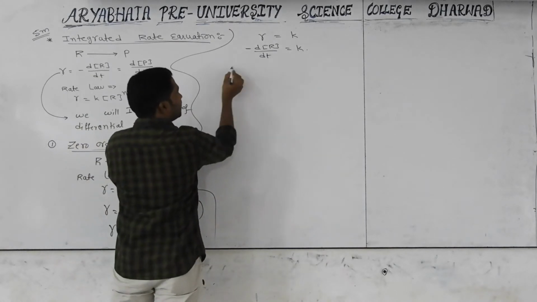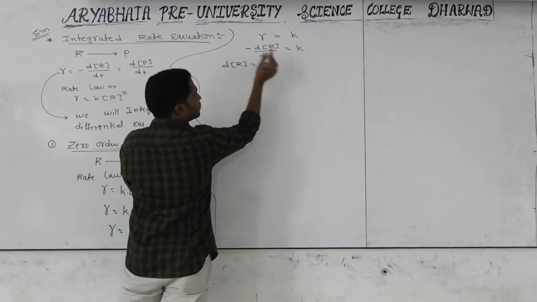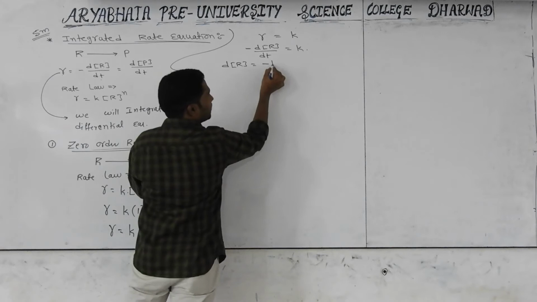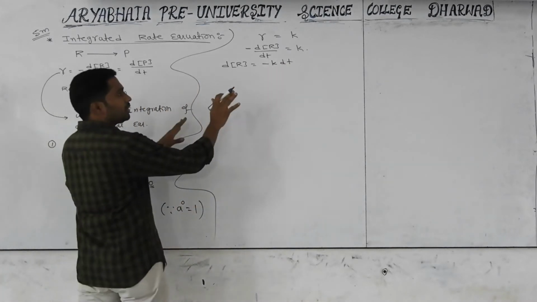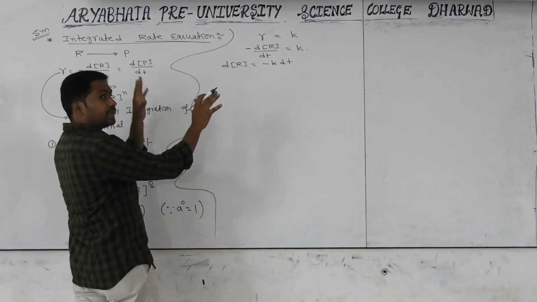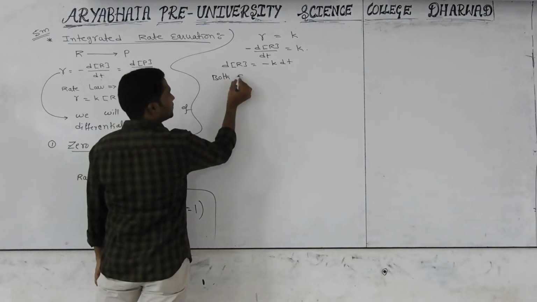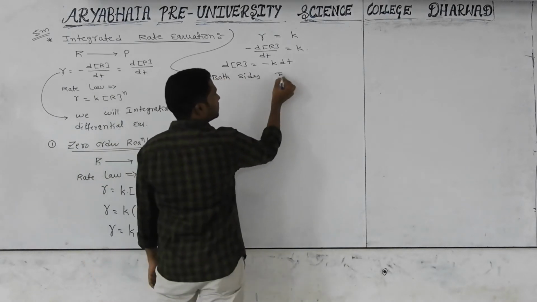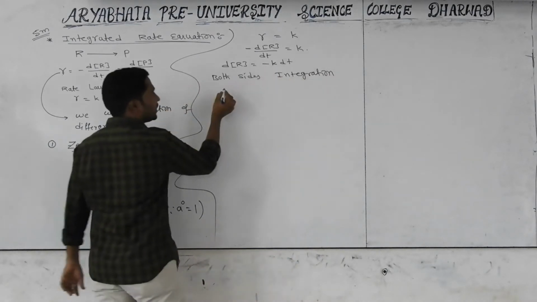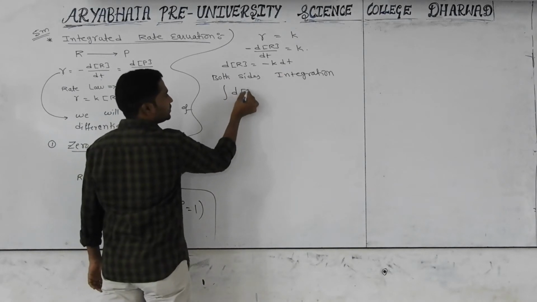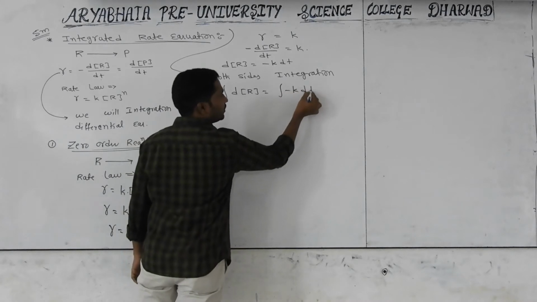Now do the simplification. Leave the d[R] term on the left side. Then multiply both sides with the negative sign, and we get minus k into dt. Right now it is a differential equation, but I want the integrated equation. That's why we do integration on both sides. Then we have the integration of change in concentration of reactant, and the integration of minus k into dt.